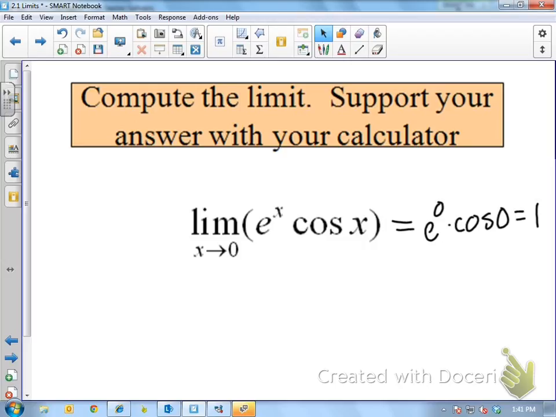So we could find this using a table. I could instead draw a picture. I could draw the picture of e to the x cosine x and see what's going on at 0. So remember, there's those 3 different ways to solve a problem like this.